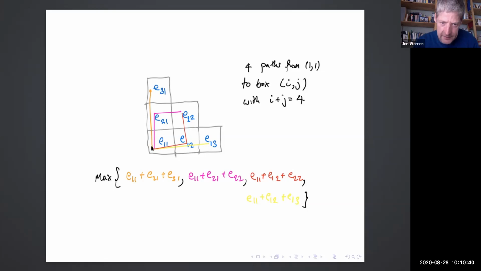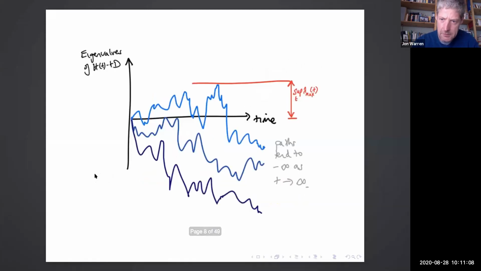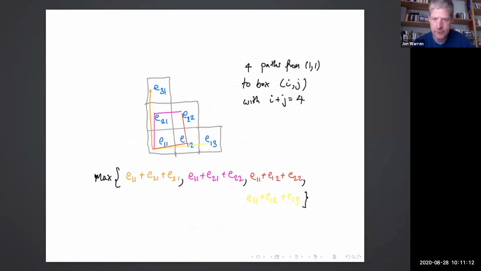And then I have paths that start here in the box 1, 1, and they have to end in one of these 3 boxes on this diagonal. So in fact, if I counted right, there are only 4 possible paths in this setting. And for each one of them, you sum the appropriate exponential random variables. So you get 4 sums, each of 3 of the exponentials, and then you take a maximum. And so the statement is that these 2 slides are describing a random variable which has the same distribution.